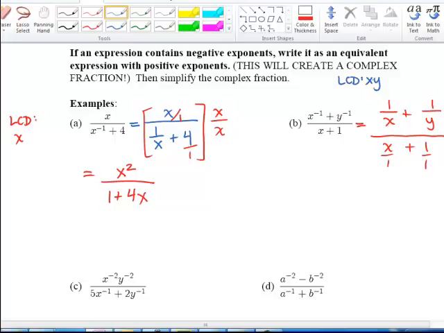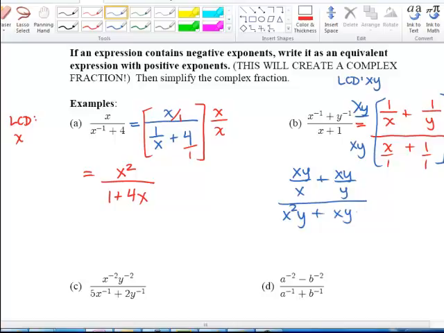So if we multiply by x times y, I'm going to do that on the left, this side, because I'm out of space, in the numerator and in the denominator, we will have xy over x plus xy over y, and then x squared y plus xy. Then we'll reduce as much as we can. Let's see, we can get rid of these x's and those y's.